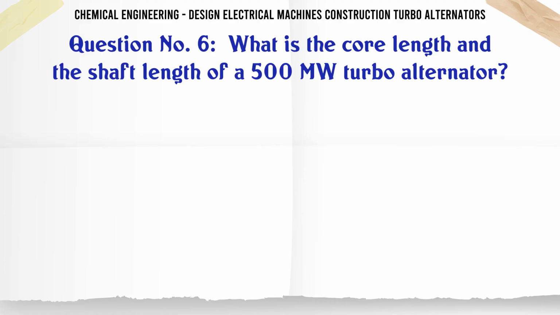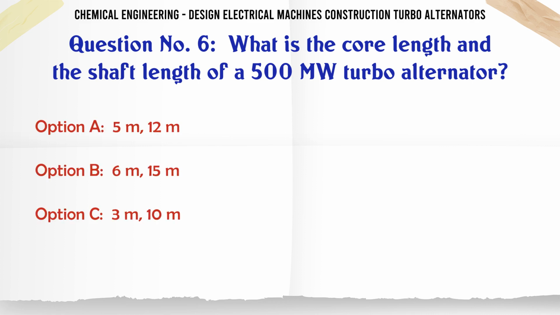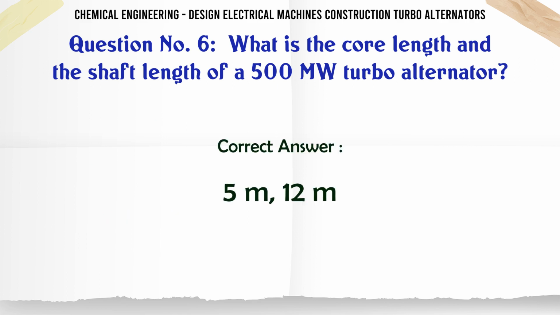What is the core length and the shaft length of a 500 megawatt turbo alternator? A: 5 m, 12 m, B: 6 m, 15 m, C: 3 m, 10 m, D: 4 m, 13 m. The correct answer is 5 m, 12 m.